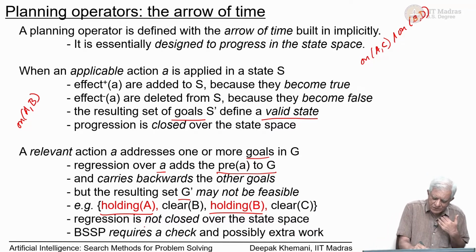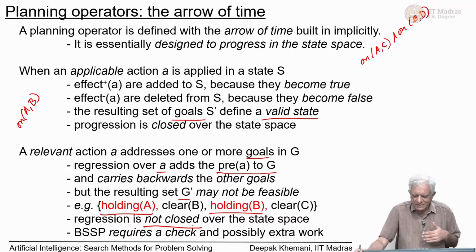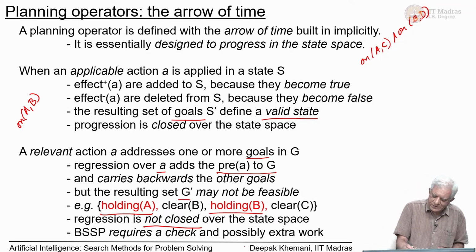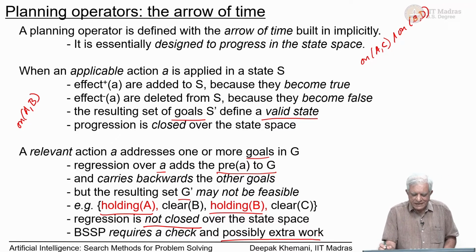So, regression is not closed over the state space. You may start with a goal description which is part of a feasible state, but you may end up with a goal description which is not part of a feasible state, and such a state could not exist. So, it requires a check and possibly extra work: if it is not a valid plan, go and look for another plan essentially.